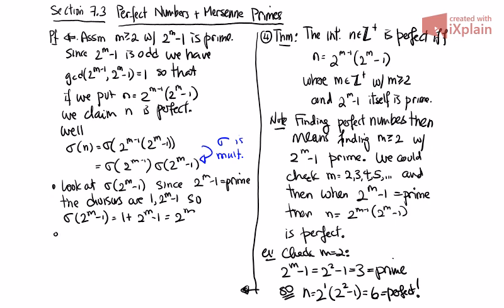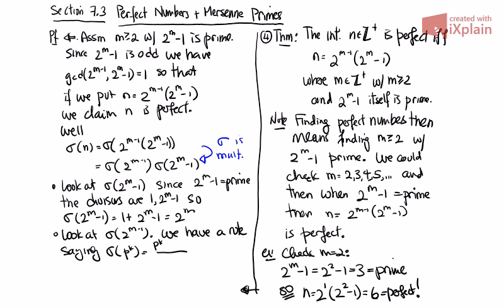The second thing is to look at sigma of 2^(m−1). We have a rule for powers of primes, which says that sigma of p^k is (p^(k+1) − 1) over (p − 1). So that tells us that sigma of 2^(m−1) is (2^m − 1) over (2 − 1), which is 2^m − 1.